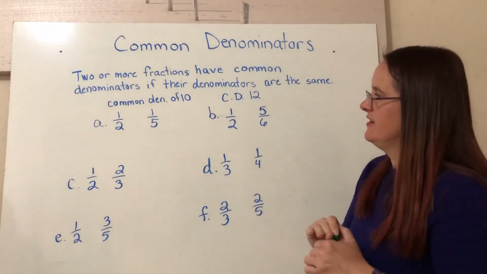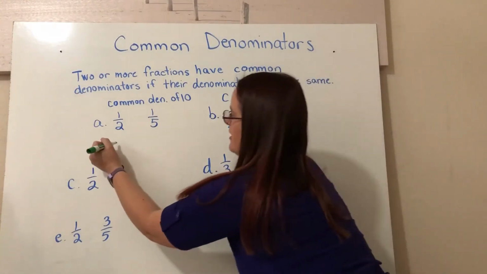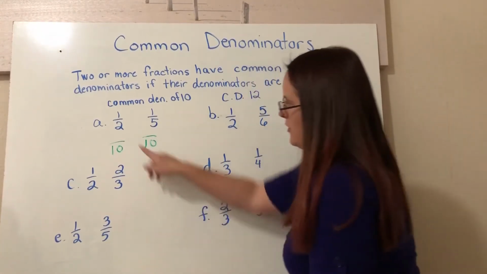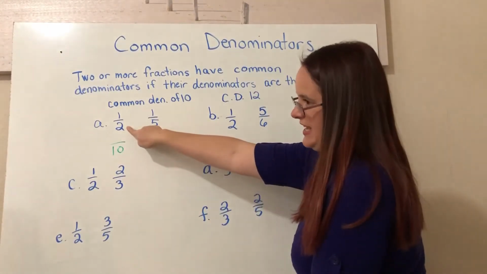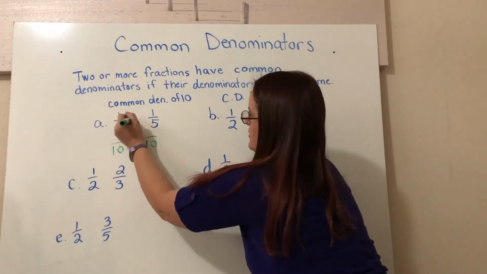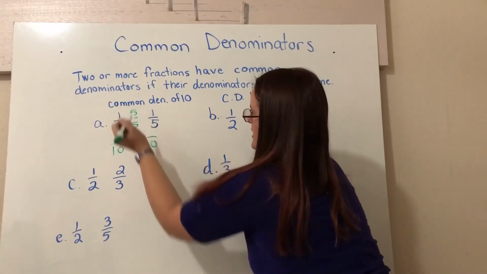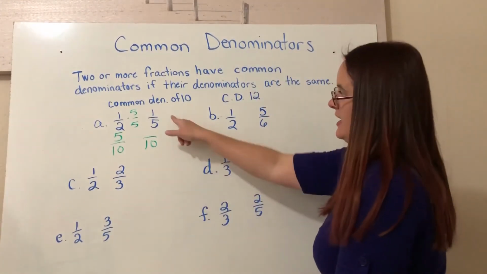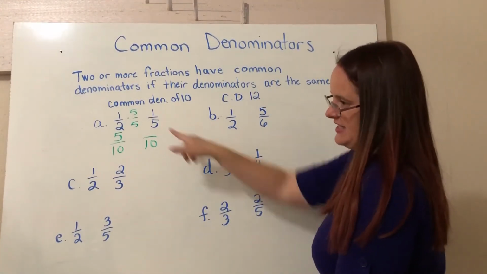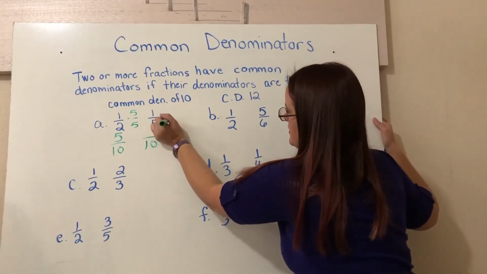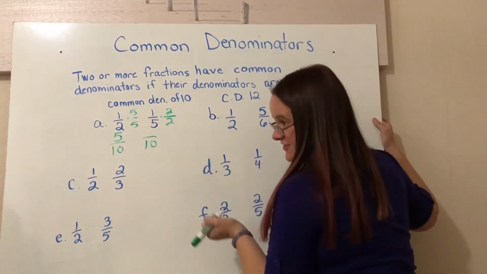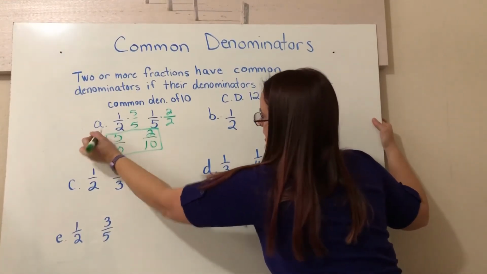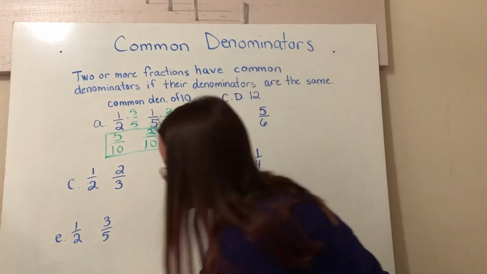All right, for A, we need a common denominator of 10. So I'm going to put a 10 here for both my fractions. What do I have to multiply times 2 to get 10, Nyla? 5. So whatever I do to the bottom, I have to do to the top. So 1 times 5 is 5 for an answer of 5/10. What do I have to multiply times 5 to get 10? 2. Whatever I do to the bottom, I have to do to the top. 1 times 2 is 2. So there's my answer. And let's switch markers because that one's dying.